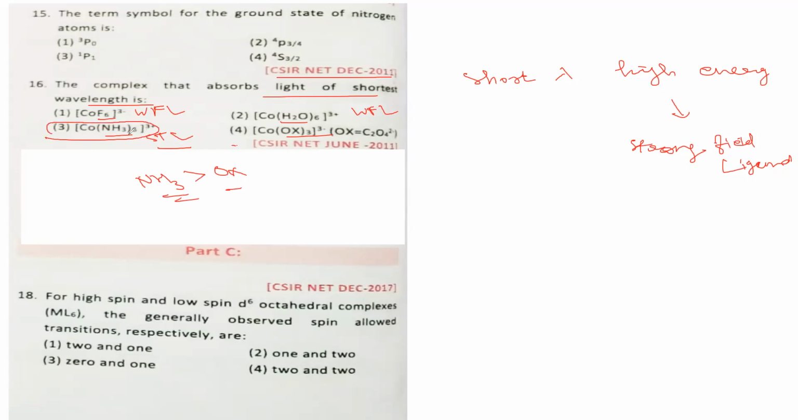Why? Because it has the ammonia ligand, which is a strong field ligand, and because it is a strong field ligand, it will absorb high energy. And if it is absorbing high energy, then its wavelength will be shorter. So that's why option number 3 is the right option.